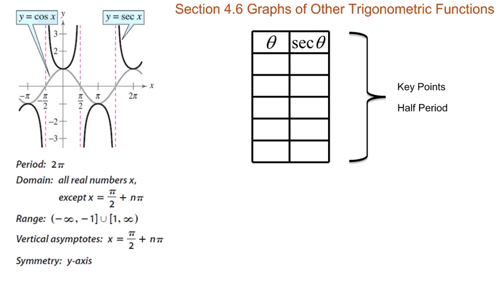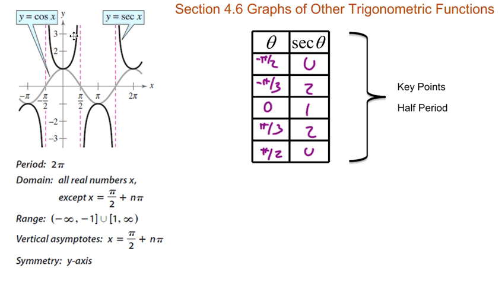Okay, so the key points, and again, this is only half a period, are just taken from the table that we just had. That would be from negative pi over 2, negative pi over 3, 0, pi over 3, and pi over 2. And that'll give us undefined, 2, 1, 2, and undefined. So that just gives us this guy right here.